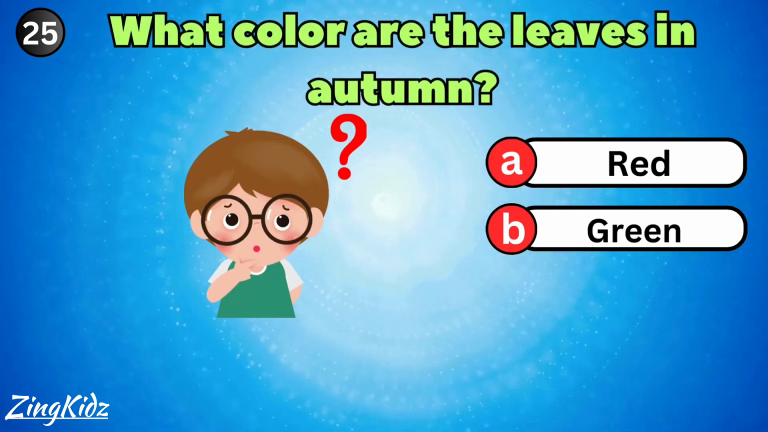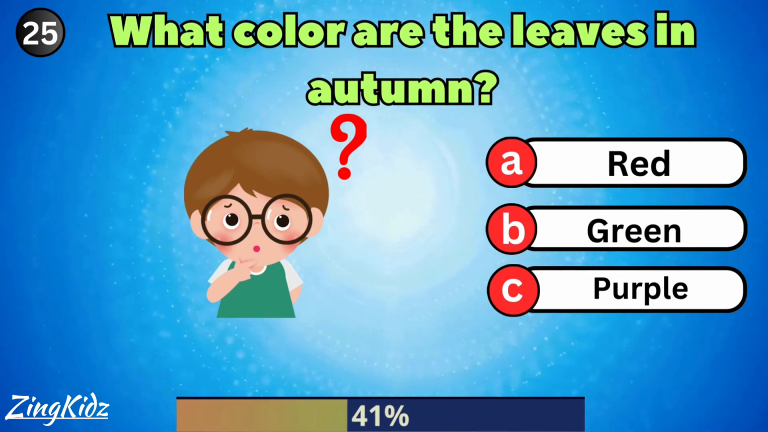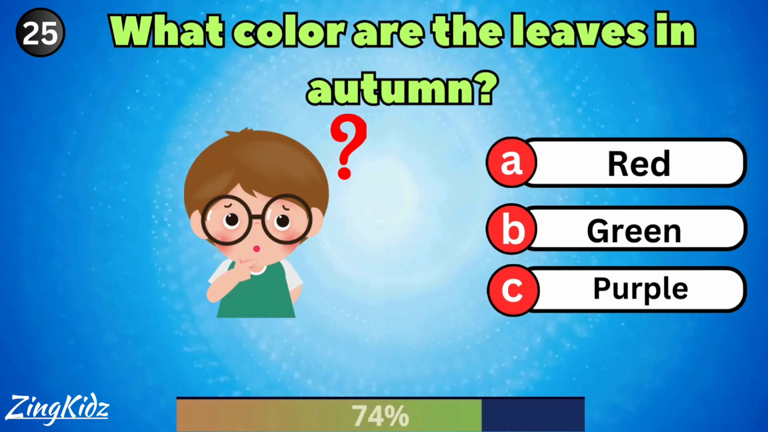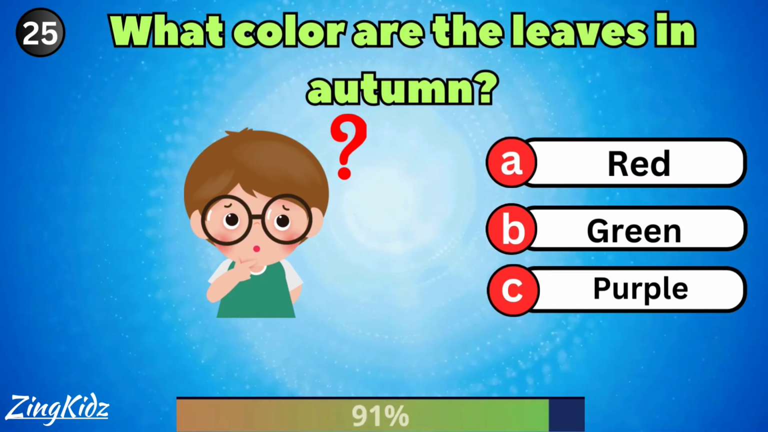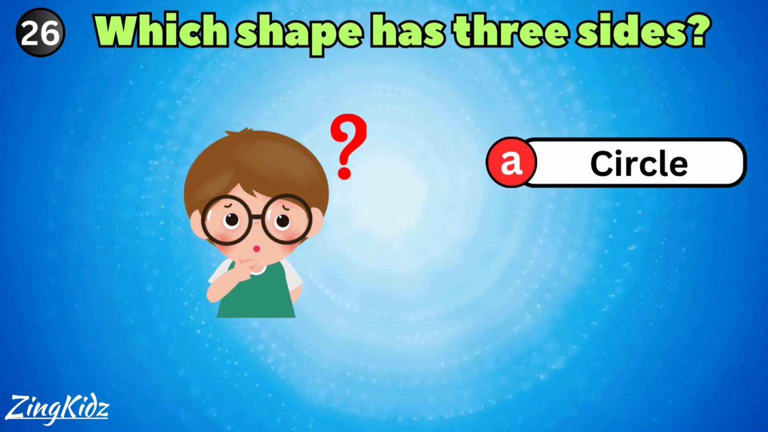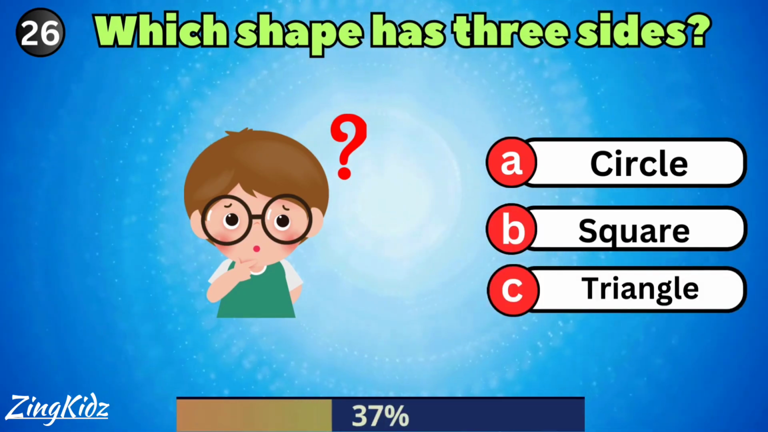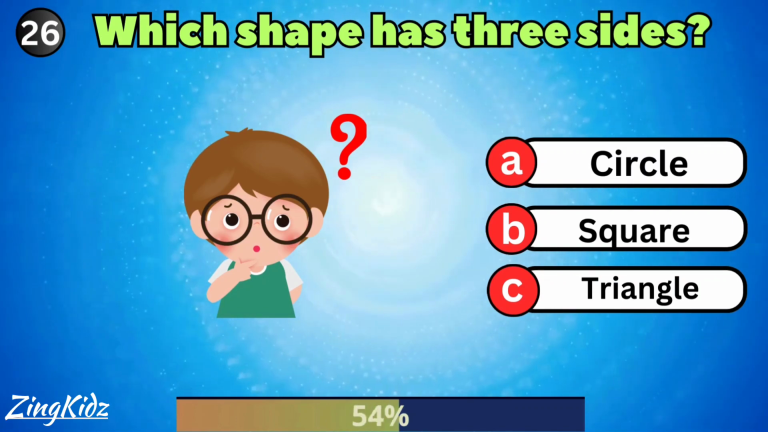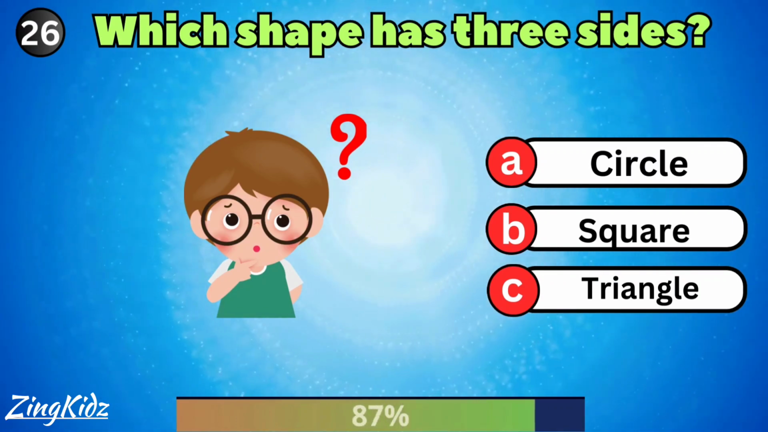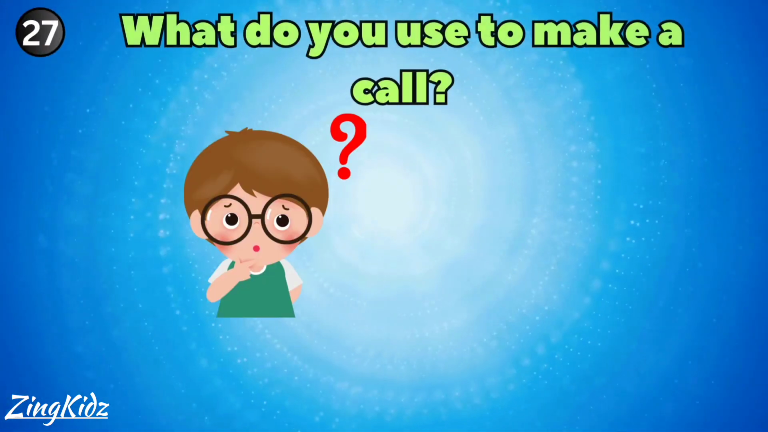What color are the leaves in autumn? Red is the correct answer. Which shape has 3 sides? Triangle is the correct answer.